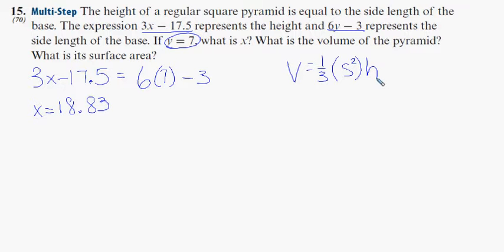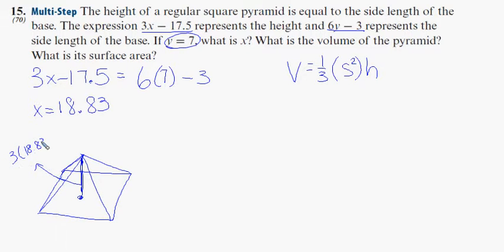So I think now is the time to draw this so that we can see what actually is going on here. So this is my best version of a square pyramid, so you get the idea there. Okay, now we know that the height is represented right here. So I'm just going to draw this little line out here, and we'll talk about the height here. Okay, so we know that that's 3 times 18.83 minus 17.75. Okay, so that represents the height.